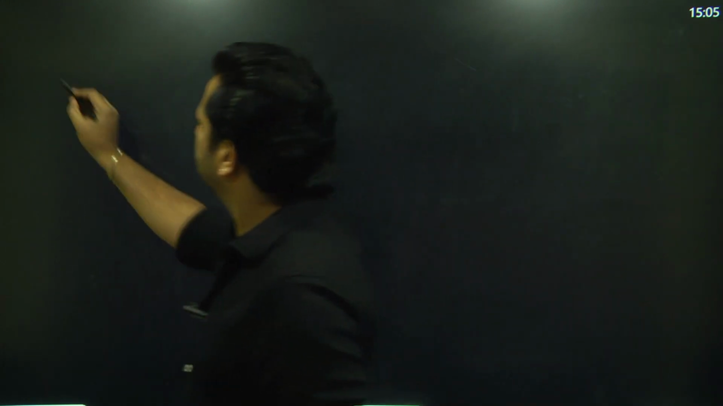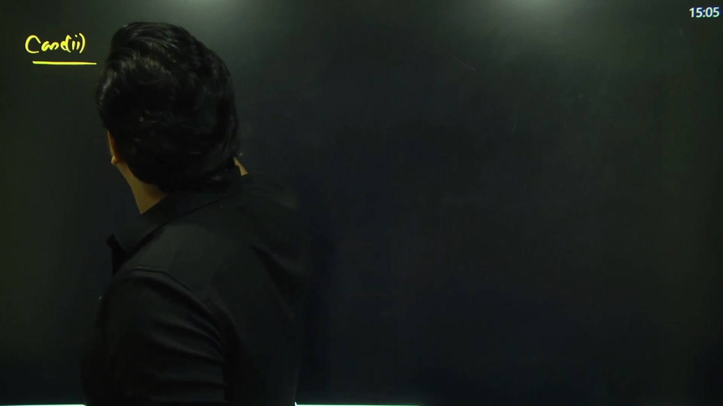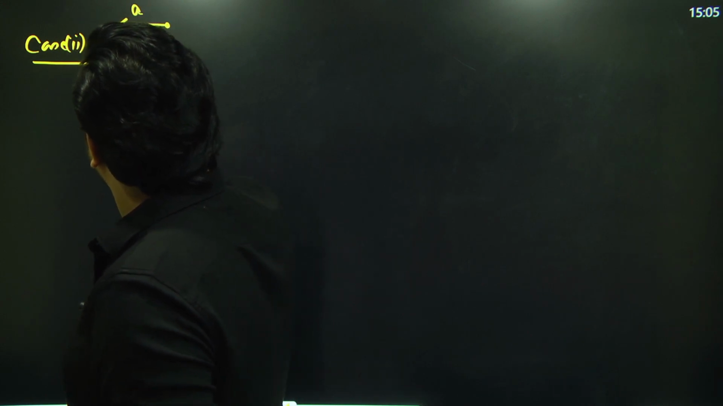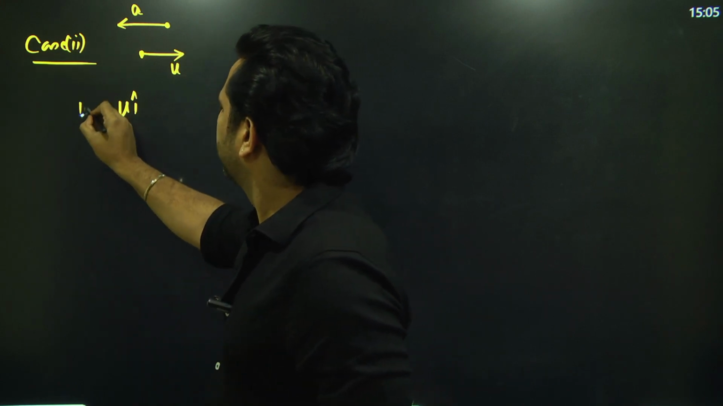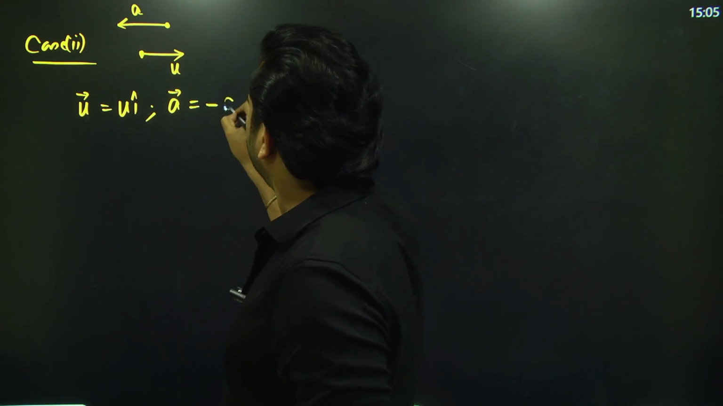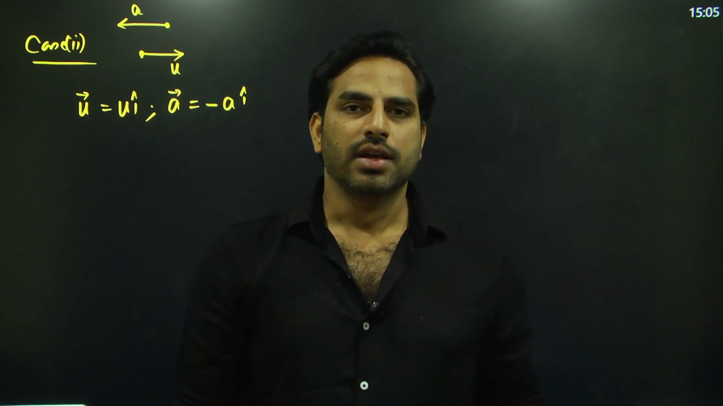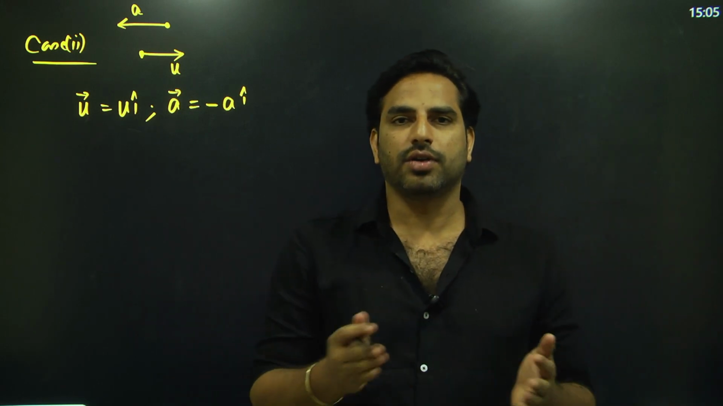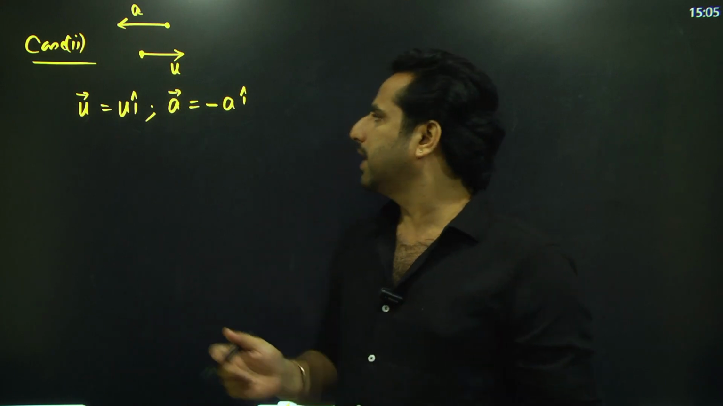Now if you take case 2, say there is a particle having initial velocity u in the forward direction and acceleration a in the opposite direction. u i cap is u bar and acceleration a bar is now minus a i cap. Magnitude a and direction is along negative x-axis. Don't think that acceleration is negative. Acceleration is not negative. Acceleration has magnitude a and it is directed along negative x-axis, that is minus i cap.